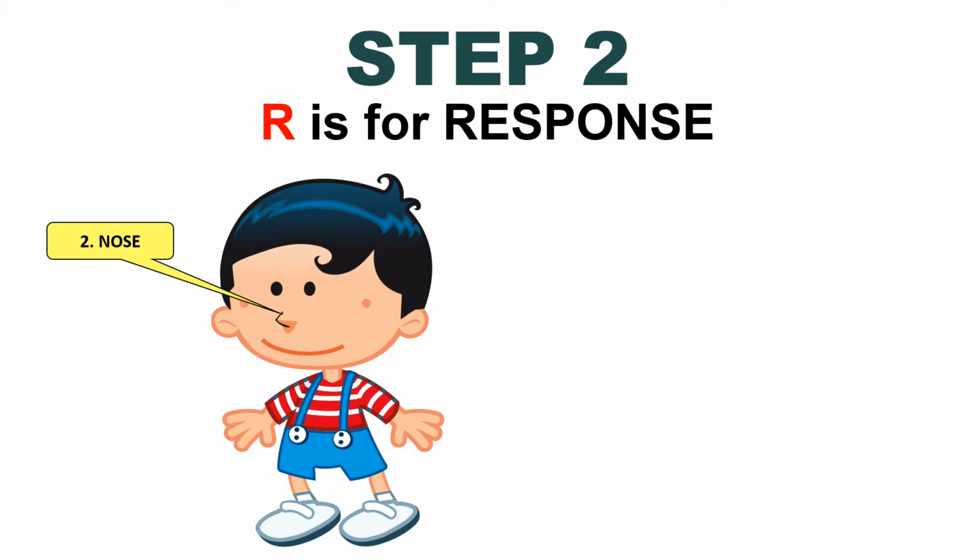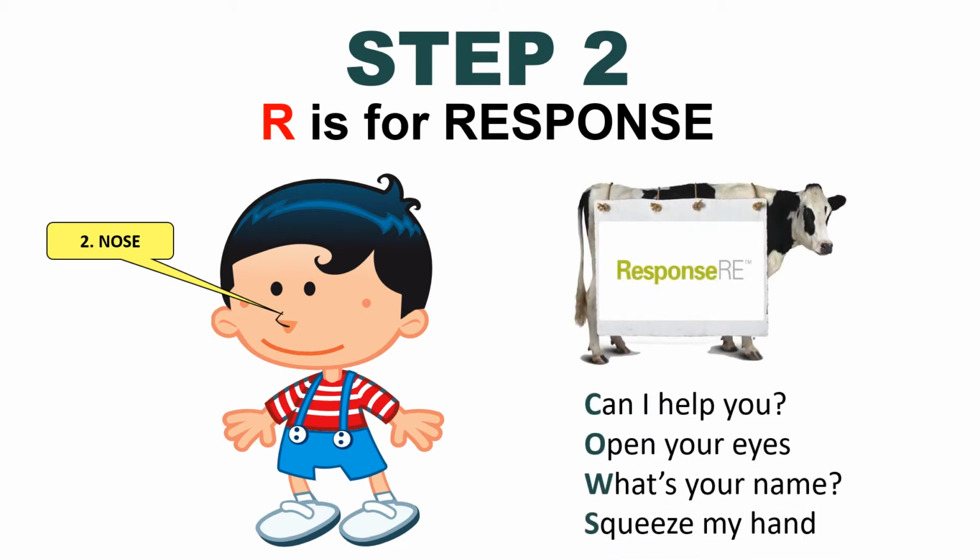Step 2. R is for response. Pointing to your nose, can you remember the image? That's right, it was the cow with the response sign. COW is an acronym and it can help you to remember what to say. C. Can I help you? O. Open your eyes. W. What's your name? And S. Squeeze my hand.